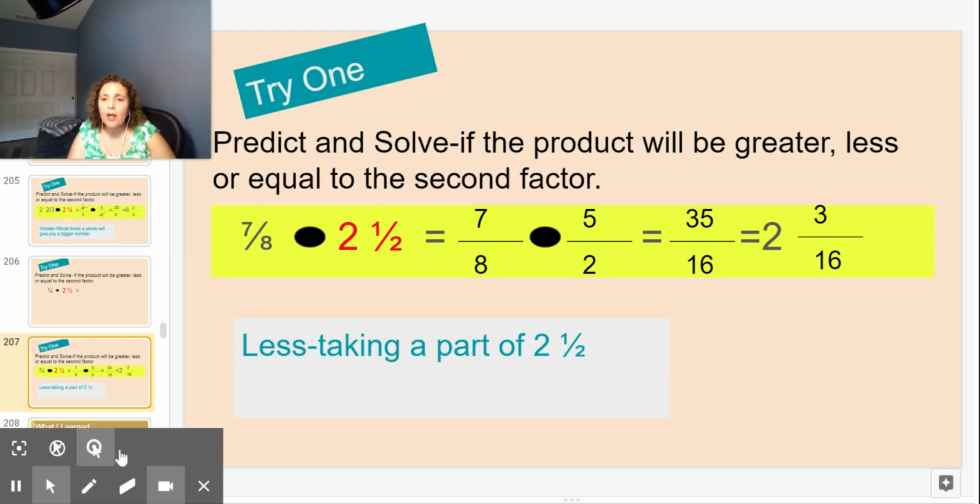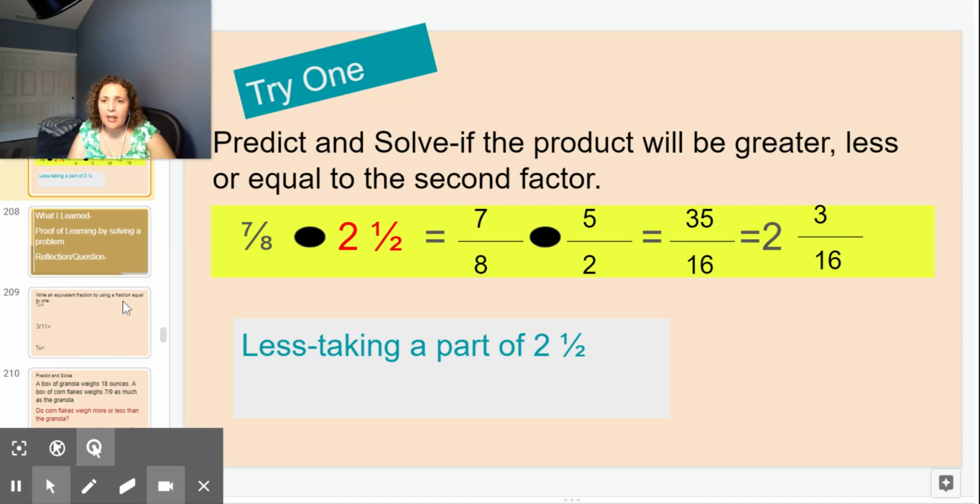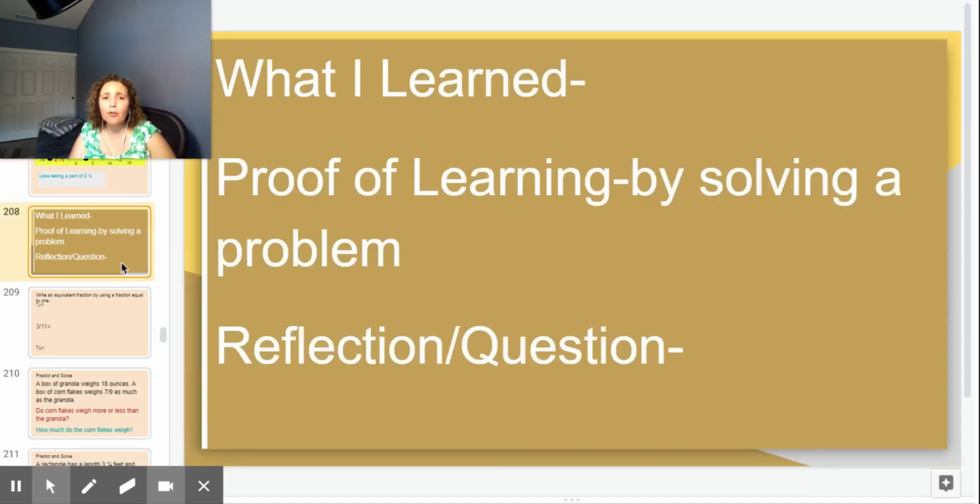All right, so what did you learn today? Write down what you learned, write down a proof of learning by solving a problem that's similar to the one we did, and then do a reflection or write a question you may have.